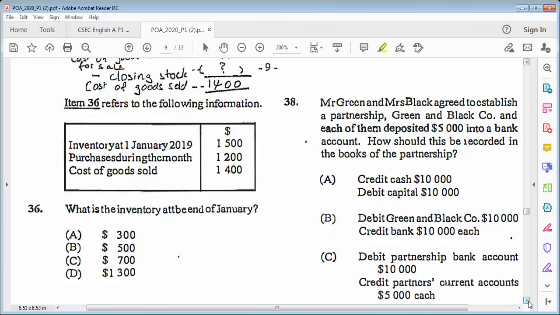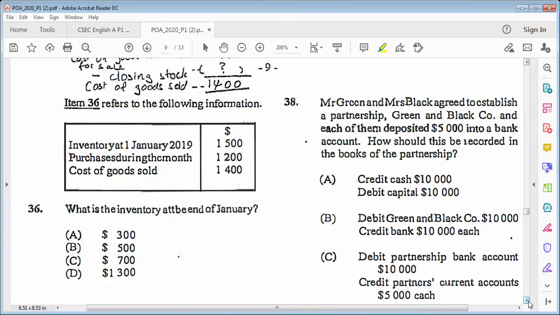A, $300. B, $500. C, $700. D, $1,300. So we have our opening stock there, $1,500, inventory at 1st of January 2019. Then we're going to add our purchases during the month, $1,200. So we get $2,700. And then usually we would less our closing stock, but that's what we are yet to find out.